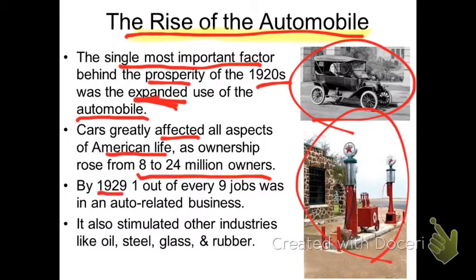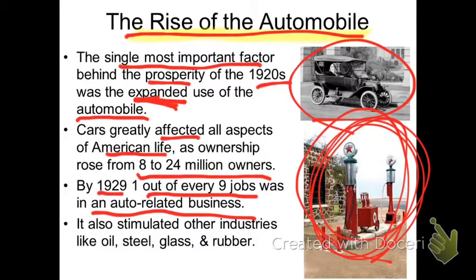Third bullet. By 1929, out of every 9 jobs was an auto-related business. That could be right here. It could be repairs of the car. It could be in the construction of roads. As we saw in the video a couple of days ago, billions and billions of dollars were spent in paving roads across the country. It could be in the signs that are being used, stop signs, those types of things. It could be radio. I mean, the radio and the automobile go together like salt and pepper, peanut butter and jelly. And so a number of jobs were created, invented as a result of the radio being in the car.